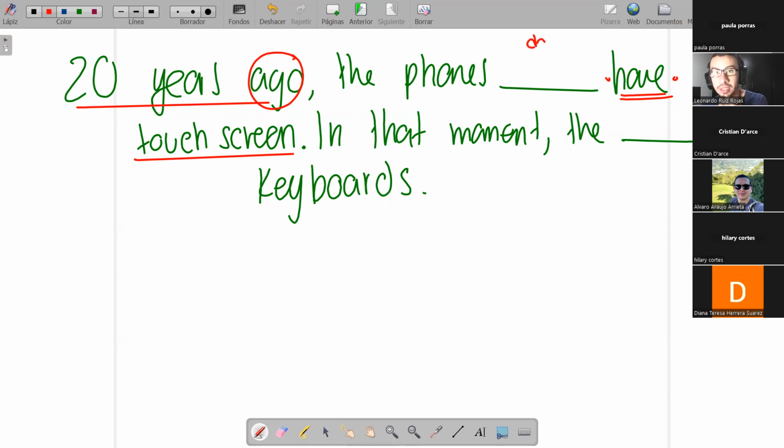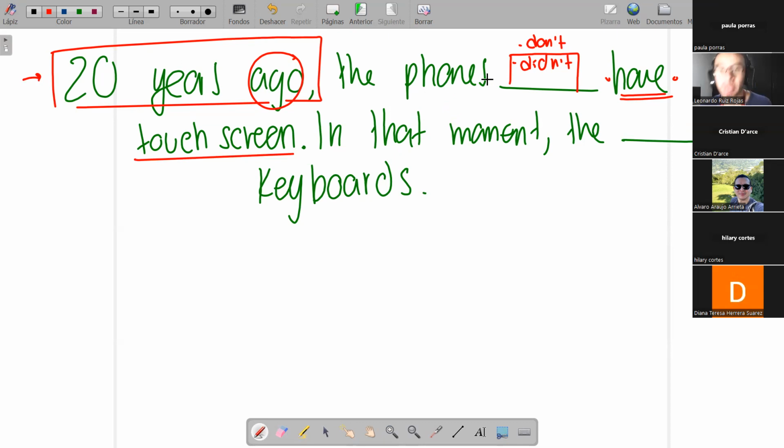Didn't. Sí, porque es pasado. Didn't have. ¿Todos de acuerdo? Sí, didn't. Muy bien, didn't have, ¿cierto? Porque ya sé que estoy hablando del pasado porque tengo la expresión inicial de 20 years ago. Ok, 20 years ago, the phones didn't have touchscreen.